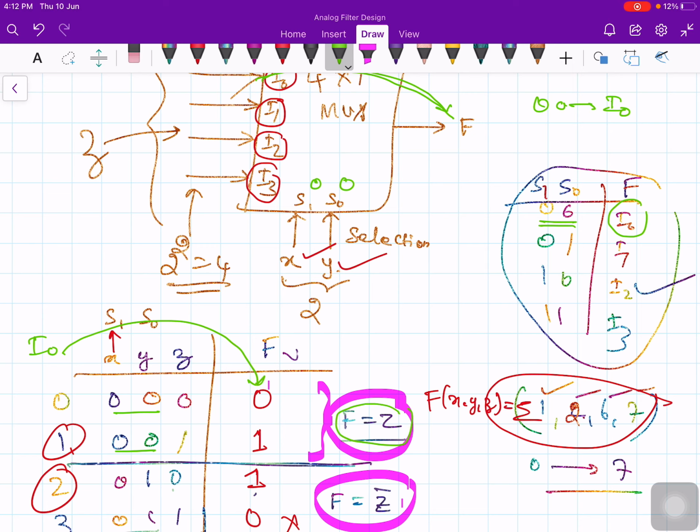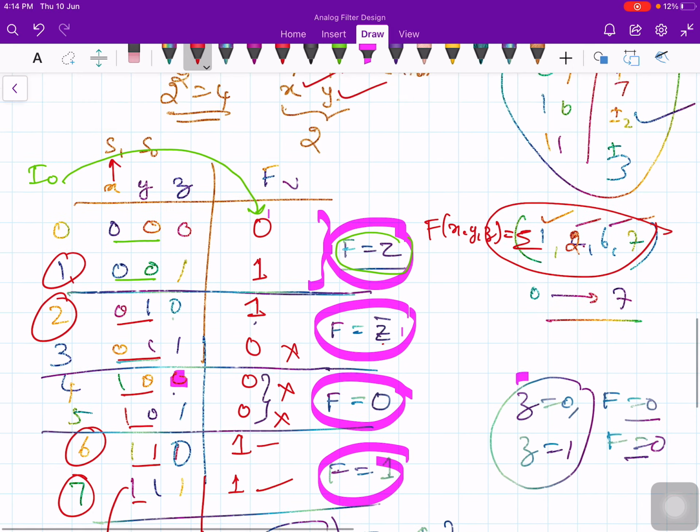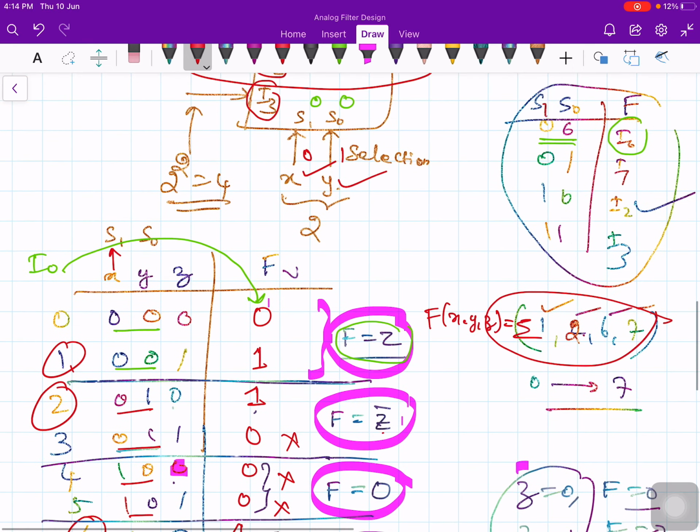Now take this last combination 1 1. If the selection inputs are 1 1, then I3 gets connection to the output, right? So my output is 1. Therefore if I3 is 1, this same 1 would have appeared here. Therefore this is equivalent of saying 1. That's how you will decide the input of your multiplexer.